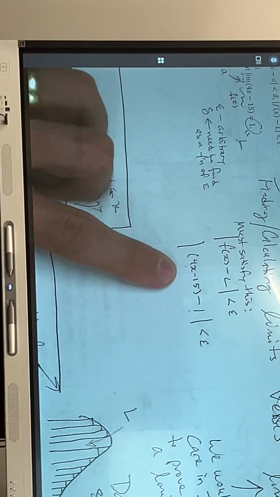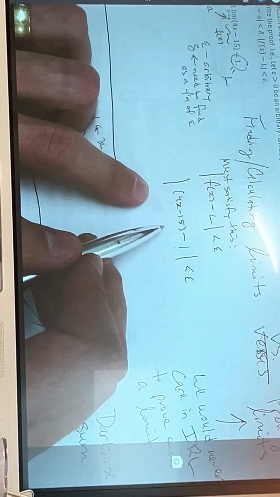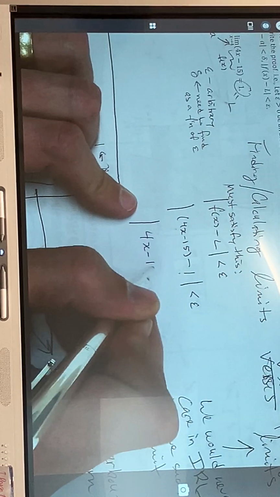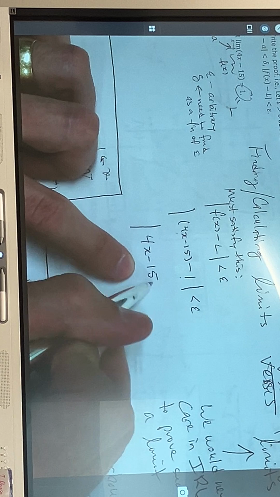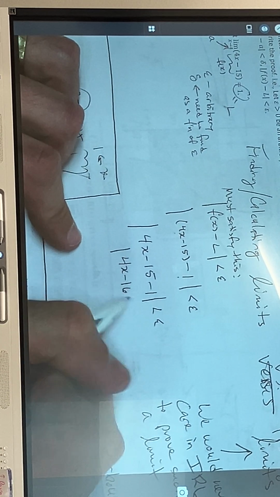And then we're trying to obtain from this one. I wonder, it always seems like a coincidence how it comes out so nicely. I want to just simplify this a little bit. 4x minus 15, minus 1. This in parentheses doesn't do anything, but I'm gonna write it anyways. 4x minus 16 we have.